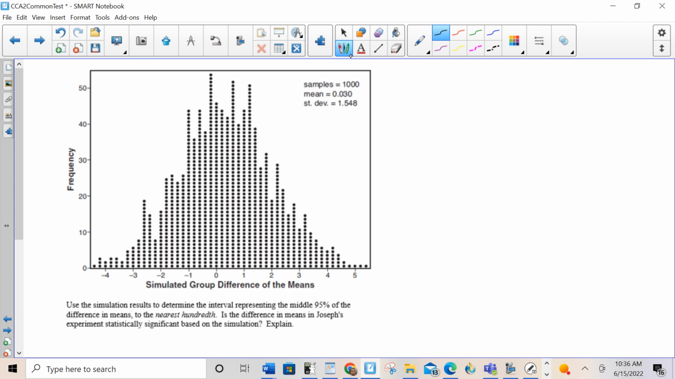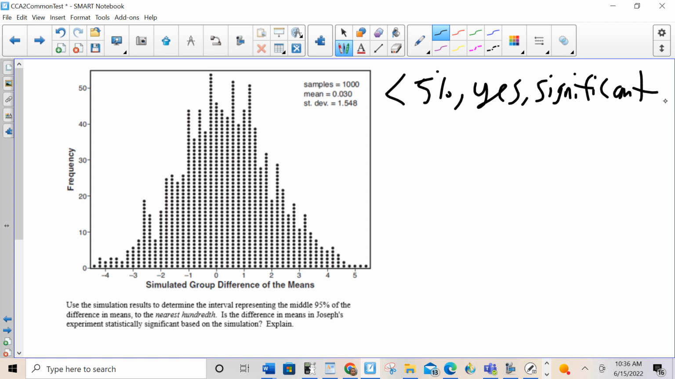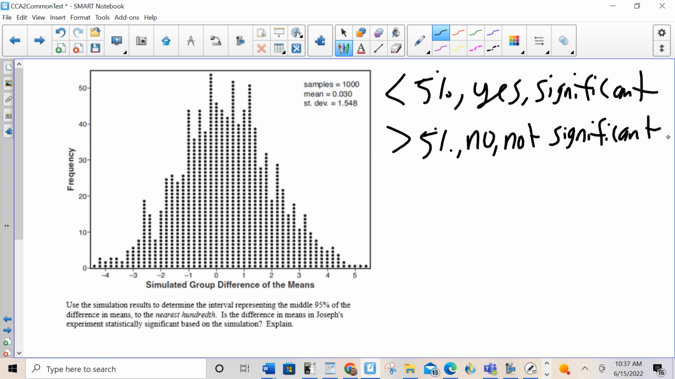So here's the deal. If it's less than 5%, yes, it's significant, because I shouldn't have gotten that value due to random chance. If it's more than 5%, no, it's not significant, because I would have gotten that value just due to random chance, so the treatment did not affect the outcome significantly.